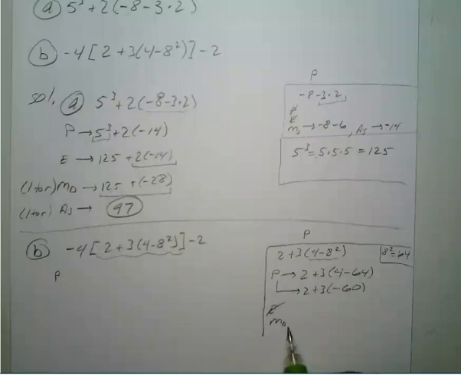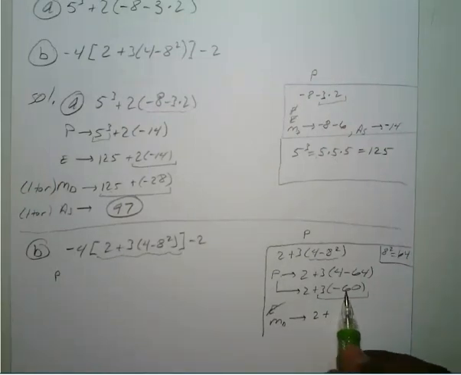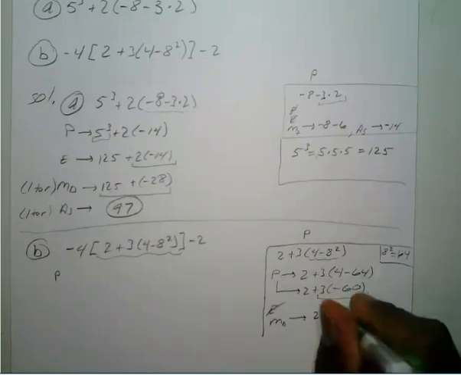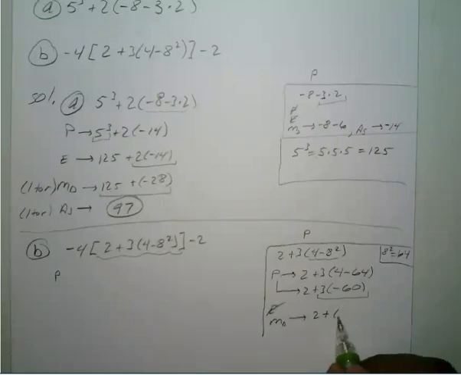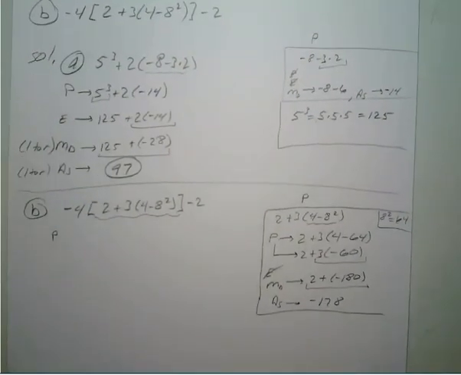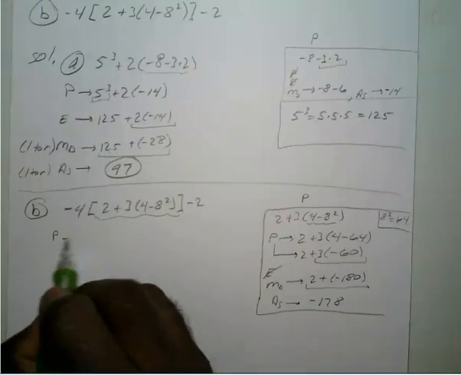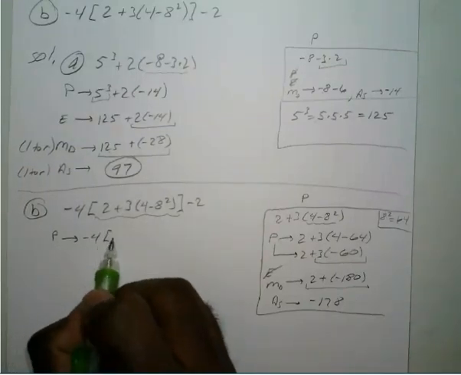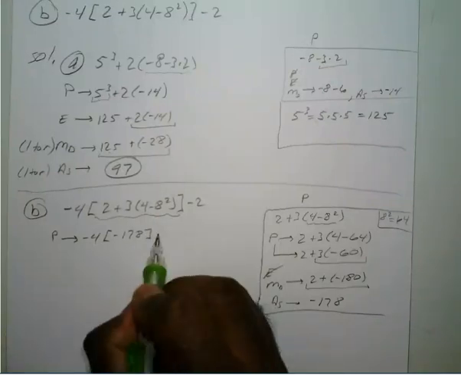So you have multiplication and division from left to right. This is the only multiplication you have here. So that's 2 plus 3 times negative 60 is negative 180. Let me give a little more room there for my negative sign. So negative 180. And then you do your adding and subtracting, where 2 plus negative 180 is negative 178. So everything inside the brackets becomes negative 178. So you have negative 4 times negative 178 minus 2.